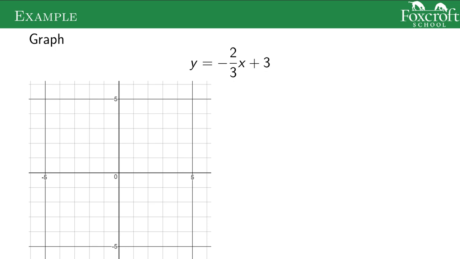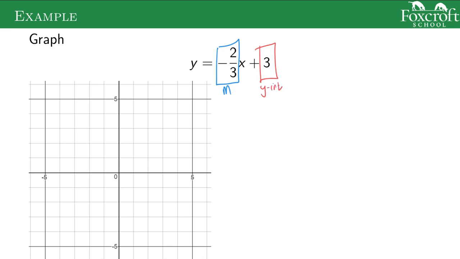So I want to graph this equation. I could start plugging in 0, 1, 2, -4, all this stuff. I could plug in all these values and graph it, and that's perfectly fine. It's just going to take you longer than using these shortcuts. So I recognize this is in y equals mx plus b form. This -2/3 is my slope, and this 3 is my y-intercept.